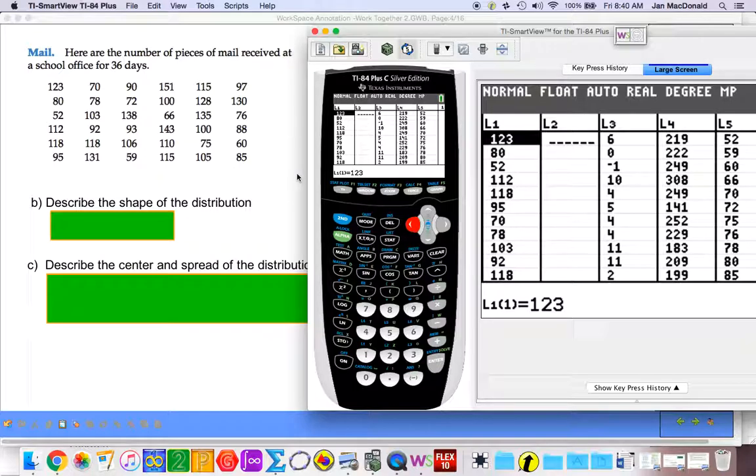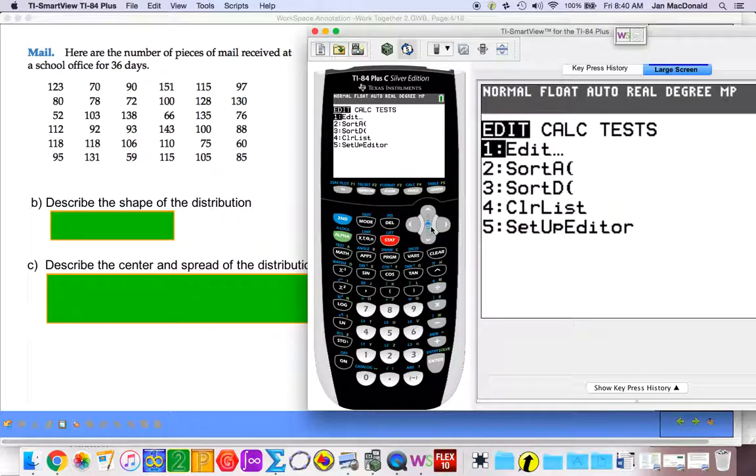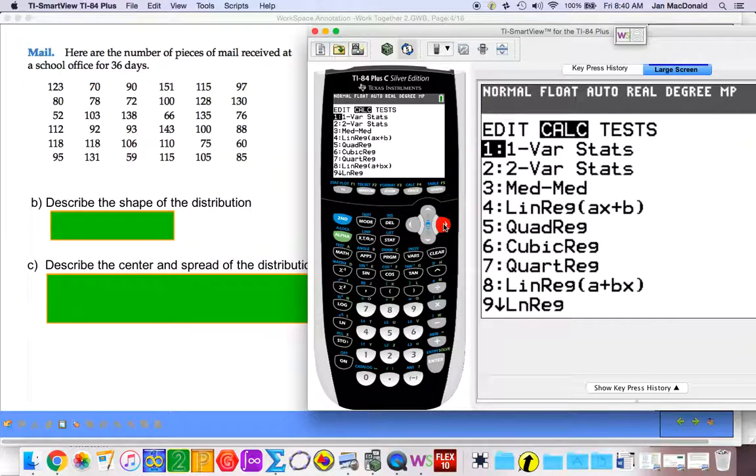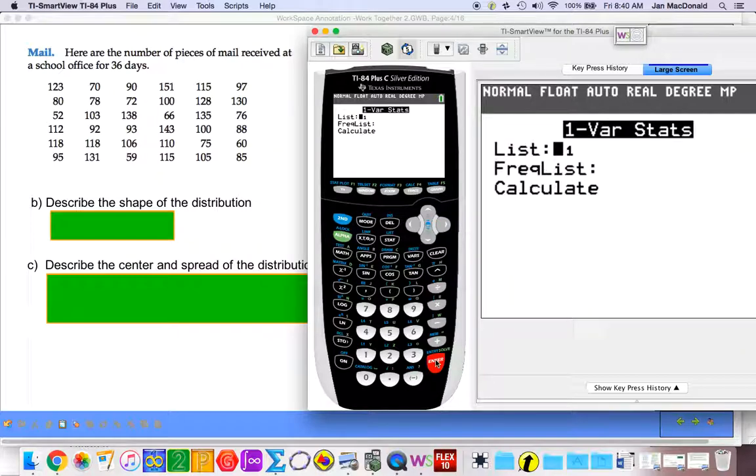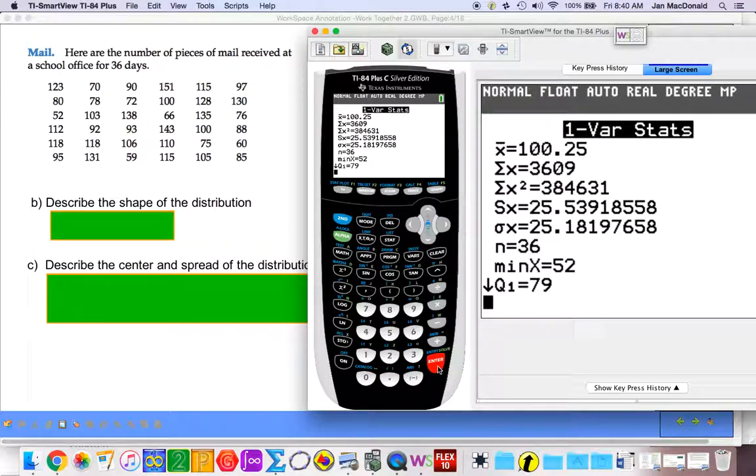Well, I also need some information, like what's my smallest data value? What's my largest data value? Well, remember where we could find that. There's lots of different ways, but let's go back to our stat key, over to calculate, and if we calculated our one variable statistics, it's going to give us information like our mean, median, that kind of stuff. Yes, my data is in list 1, and I'd like to calculate all my one variable statistics.